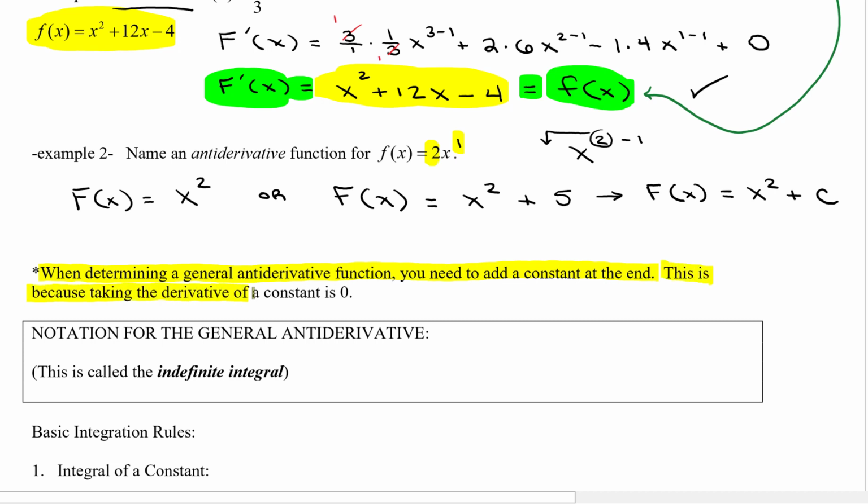And I'm going to go ahead and highlight all of that in yellow. I'm going to also draw a cloud around the part that says you need to add a constant at the end, because we don't want you to forget to do that. And I'm going to put a little star right next to that.